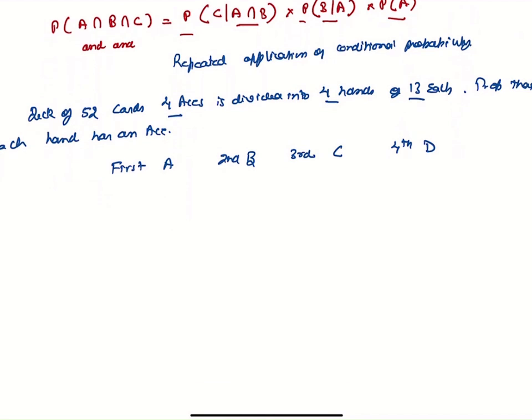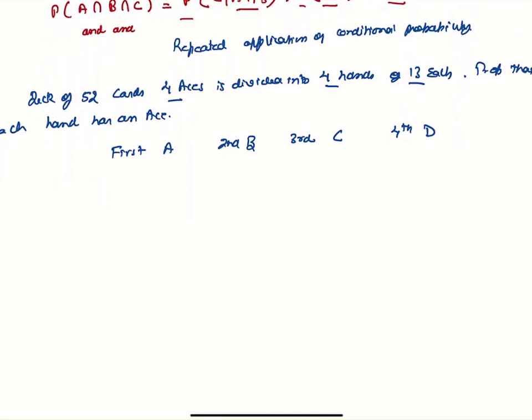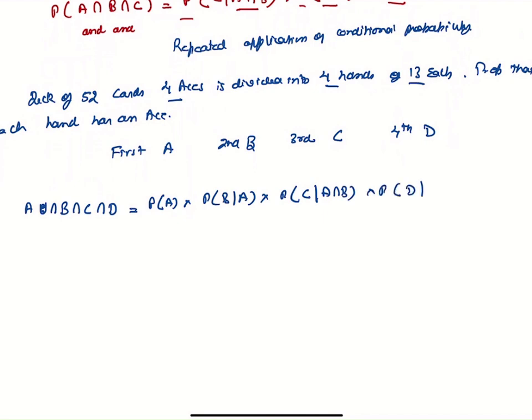Now we can solve this with conditional probability. For all 4 hands to have an ace, A and B and C and D will be equal to the probability of A times the probability of B given A times the probability of C given A and B times the probability of D given A and B and C. So now, what is the probability of A, that one hand has an ace?